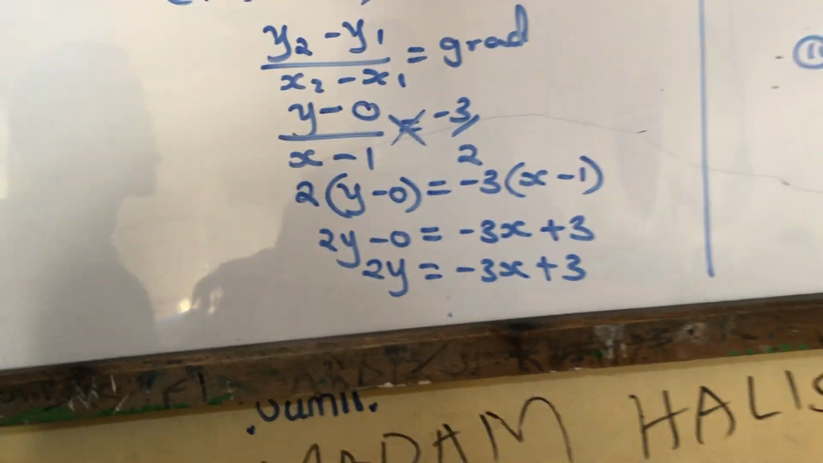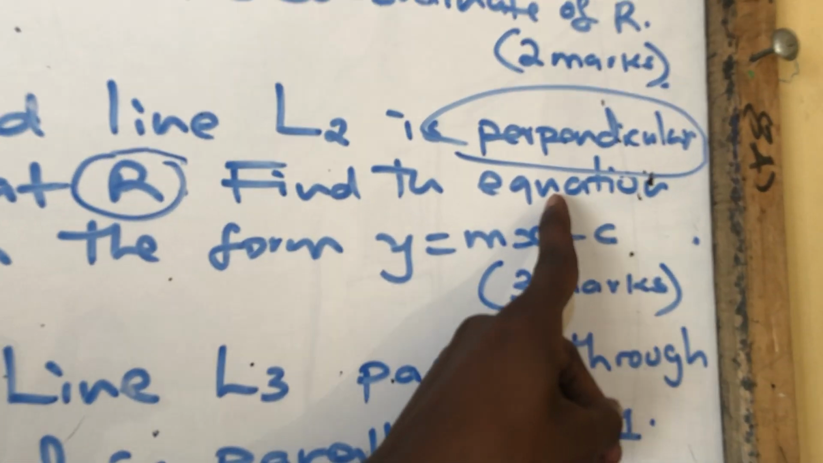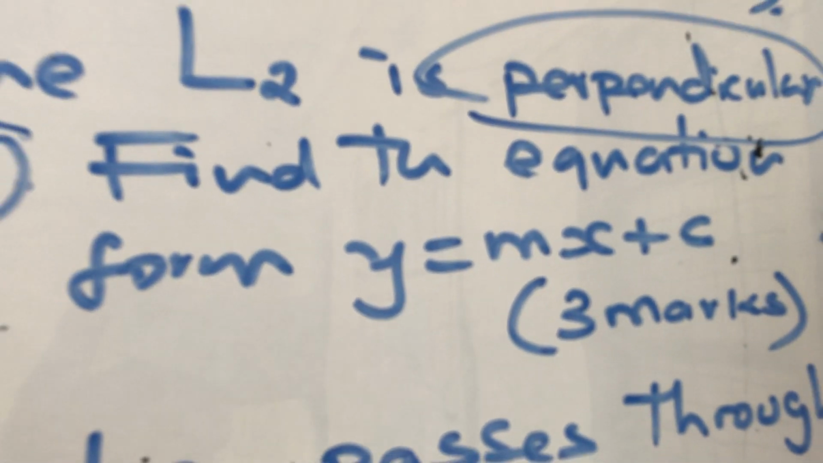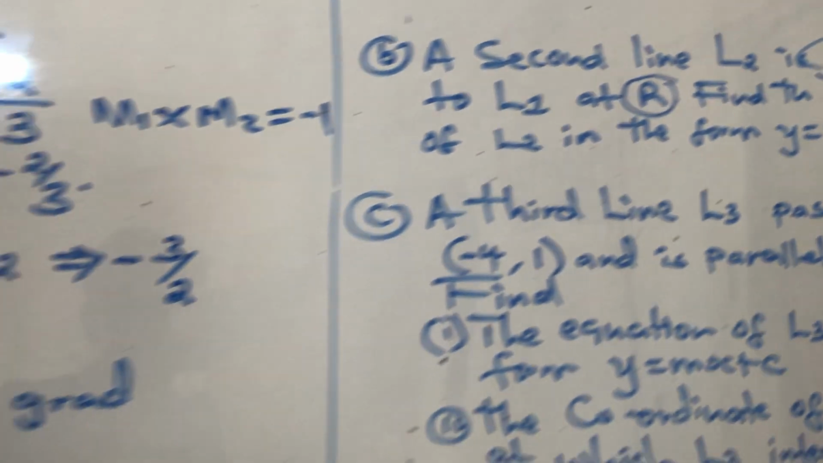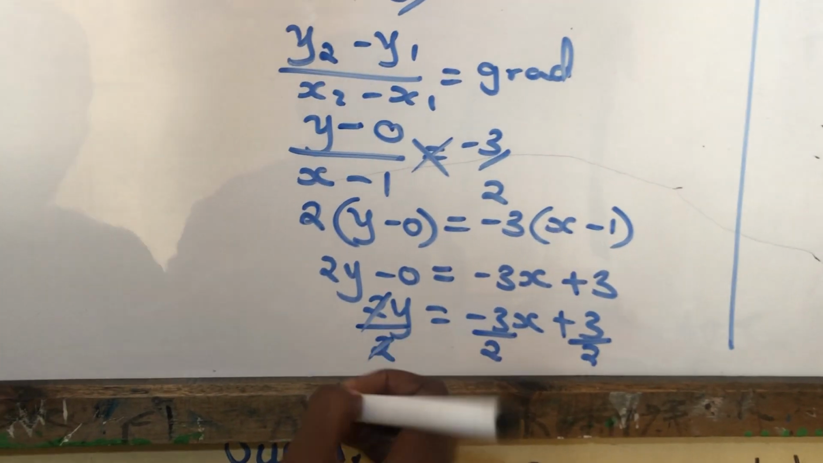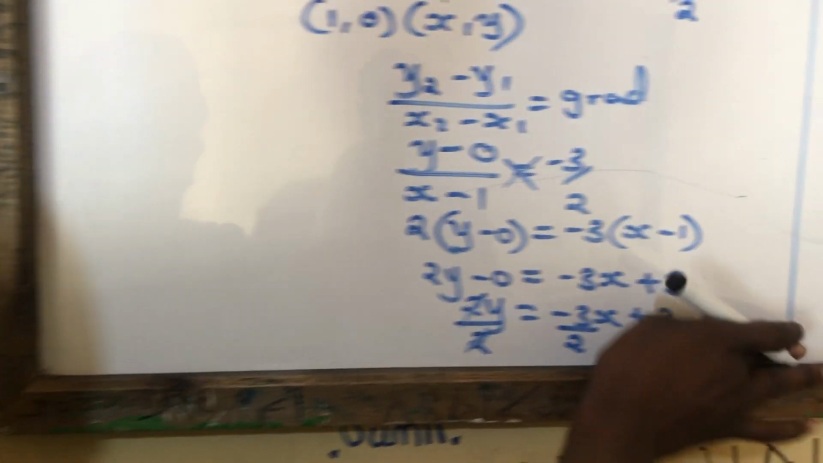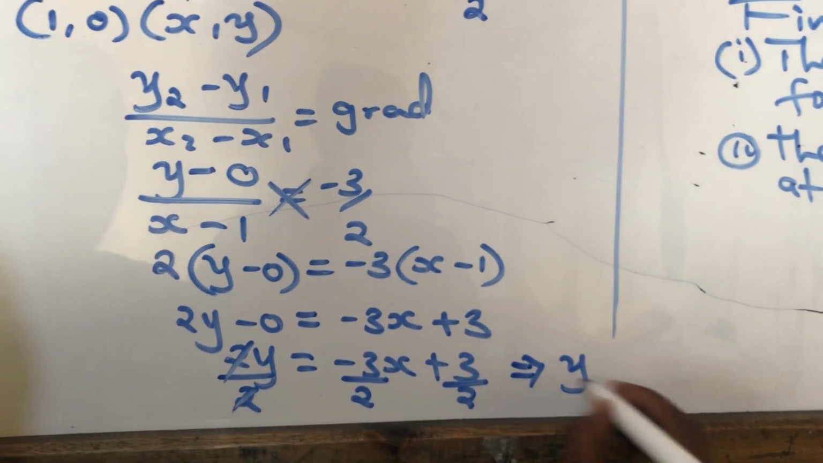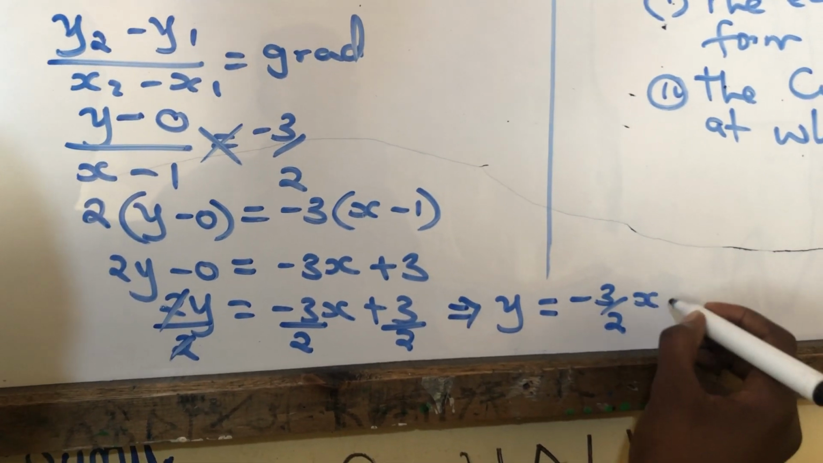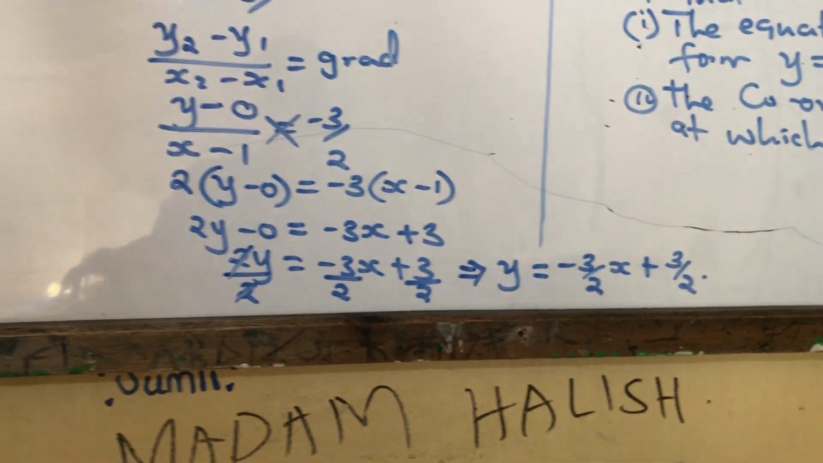Do take note, the question instructed us to give this equation in the form of y equals mx plus c. What does that mean? The student will be required to divide everything by 2 so that the equation is in the form of y equals mx plus c. The 2 and the 2 will cancel out, leaving us with the final answer as y equals negative 3 over 2 of x plus 3 over 2. I hope that has been understood.